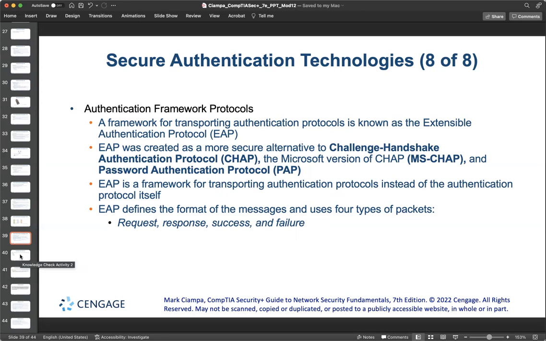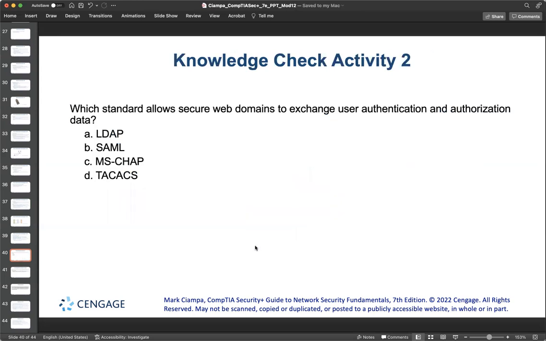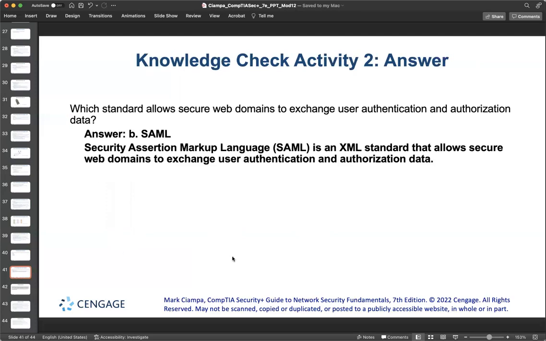So let's do another knowledge check activity here. Which standard allows secure web domains to exchange user authentication and authorization data? Okay, the survey says the answer is B, SAML.